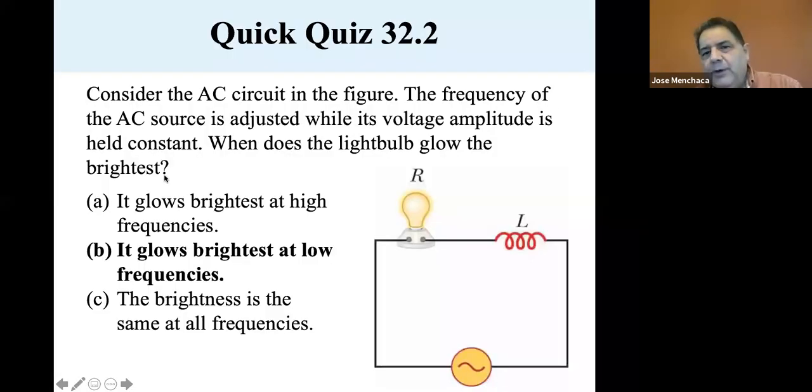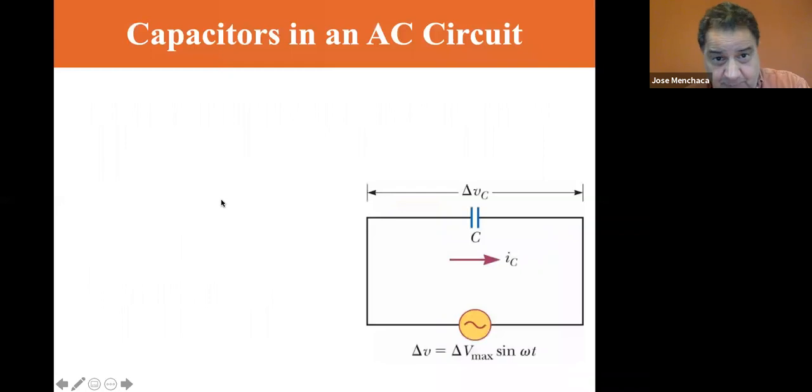All right, we are at section 32.4, capacitors in an AC circuit. So let's share the PowerPoint. That's the last quiz from inductors.